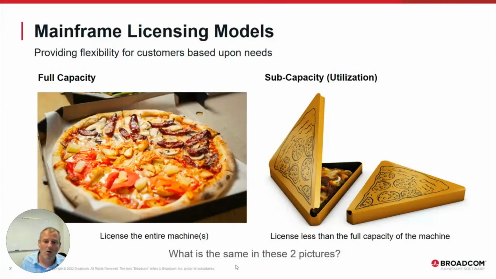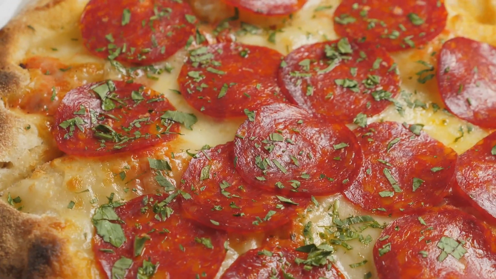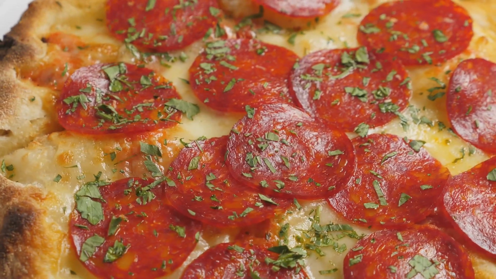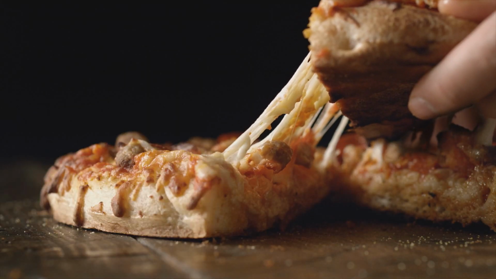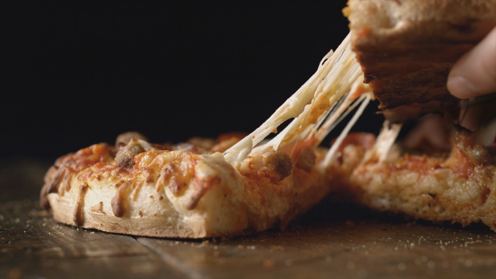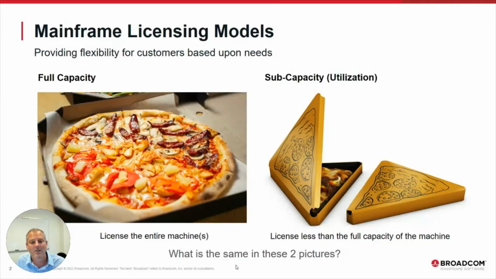If a pizza parlor only offered pizza using a full capacity model, then whenever you went there, you would only be able to order a full pie, regardless of your appetite, never a single slice, regardless of the time of day. The full capacity model was simple. Fixed costs for an entire machine gives you financial predictability and certainty. Both the hardware and the software were licensed to the high water mark. This was the mainframe market for the first 30 years.